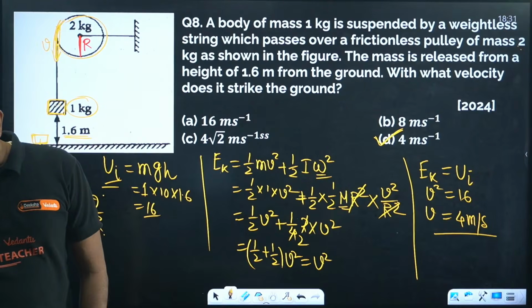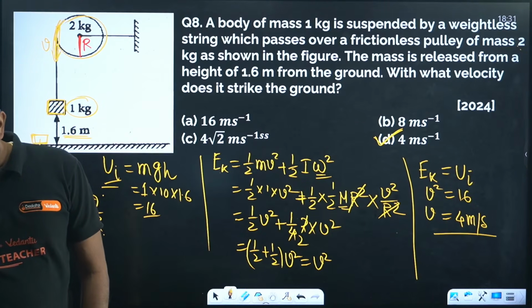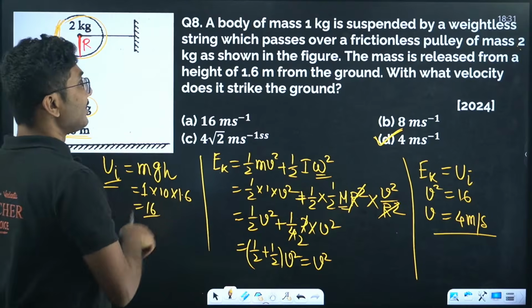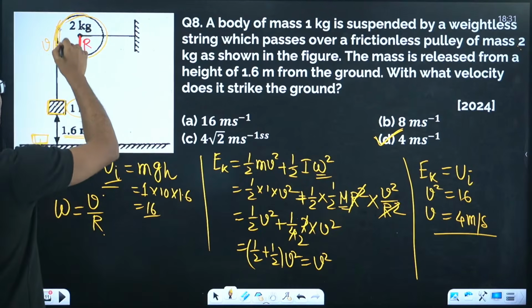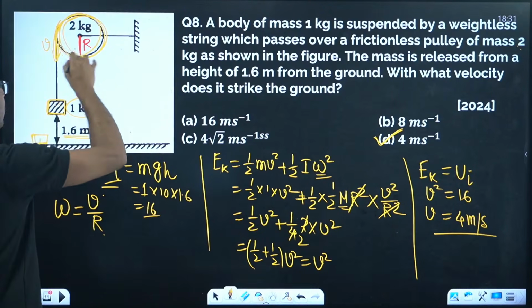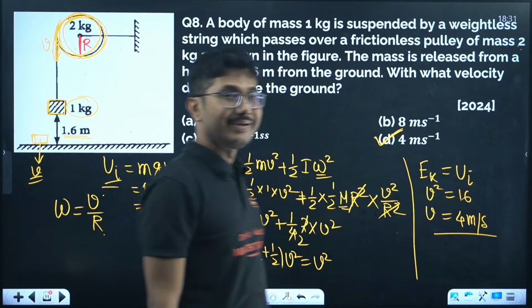Why is it not a ring? Which MOI should we take? I don't understand what your question is. Sir, why is it not a ring? Which one is not a ring? This is a circular disc. This is a wheel, a pulley. So it's a disc, it's not a ring.